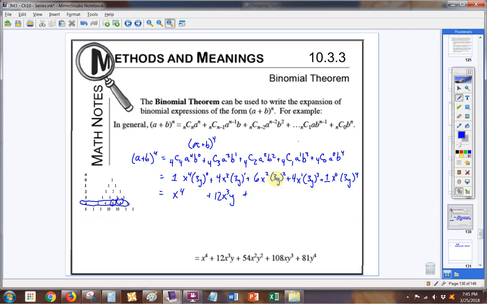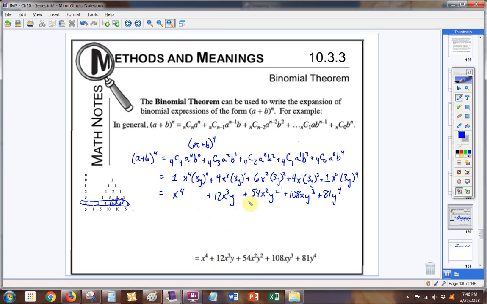This is going to be 6 times 3 to the 2nd. So 6 times 9 is 54. x squared, y squared. Then we're going to have 4 times 3 to the 3rd. 3 to the 3rd is 27. So 27 times 4 is 108. x to the 1st, y to the 3rd. Then we have 1 times 1 times 3 to the 4th. Well, that's 3 times 3 times 3 times 3, which is 9 times 9, which is 81, y to the 4th. So there is our simplified answer.